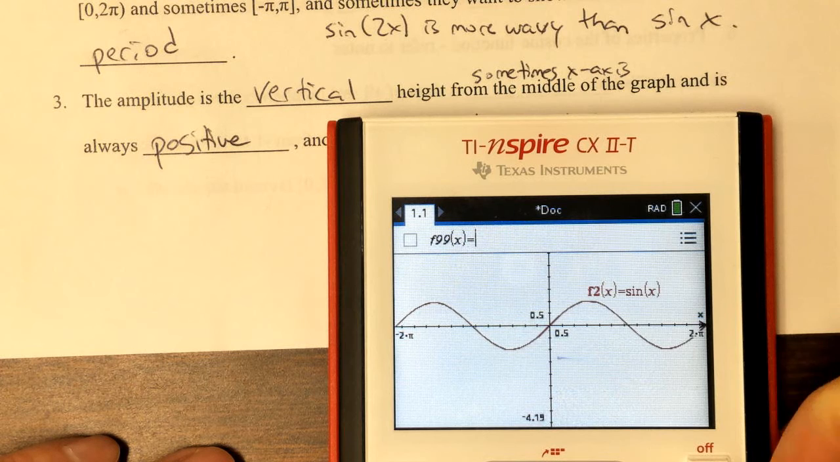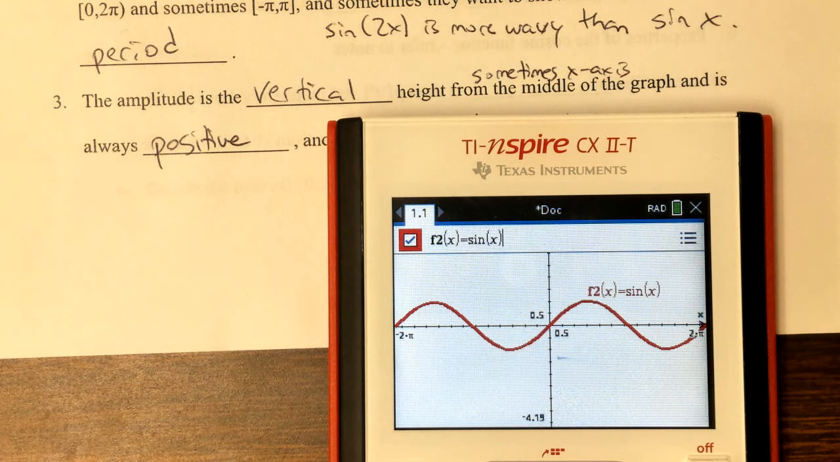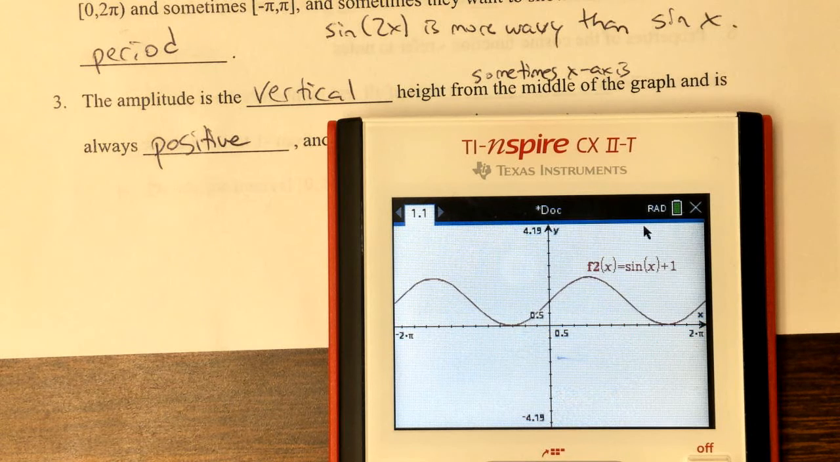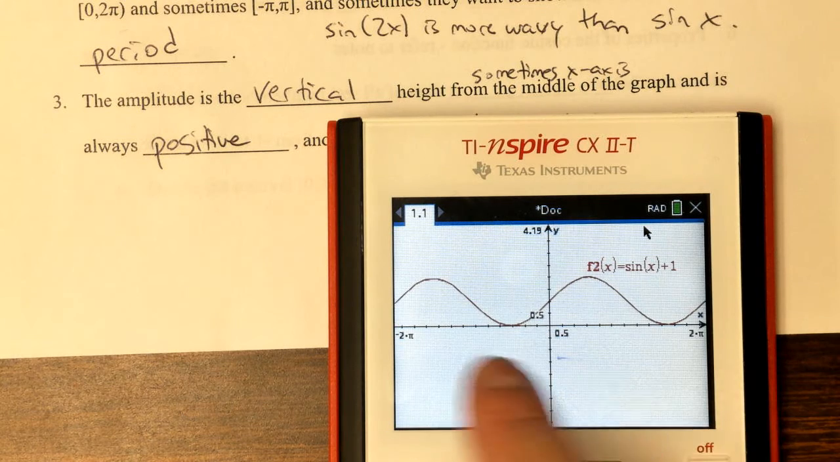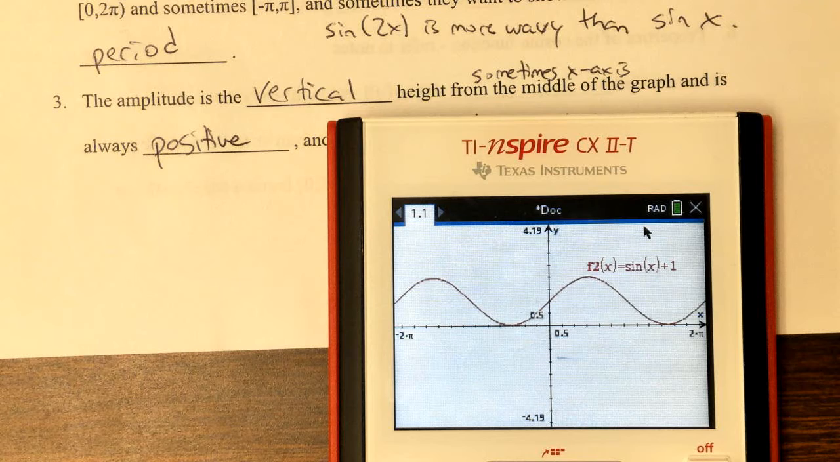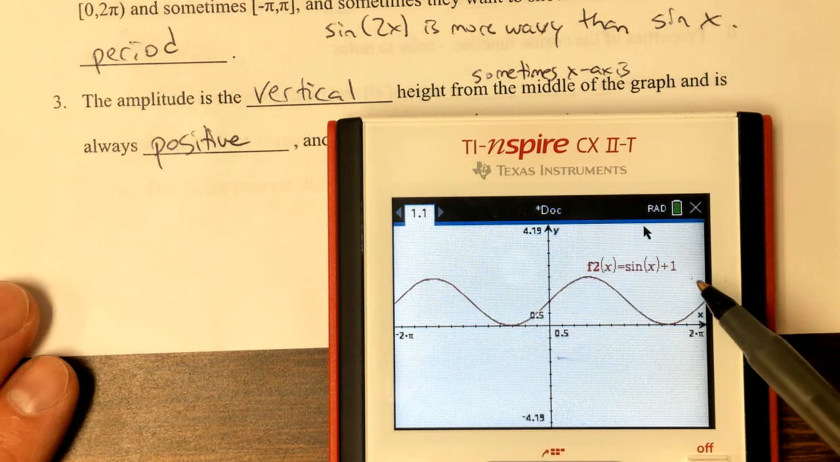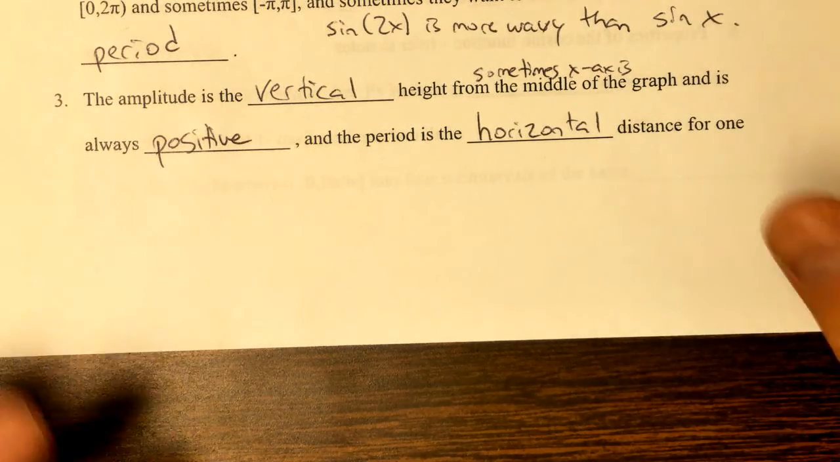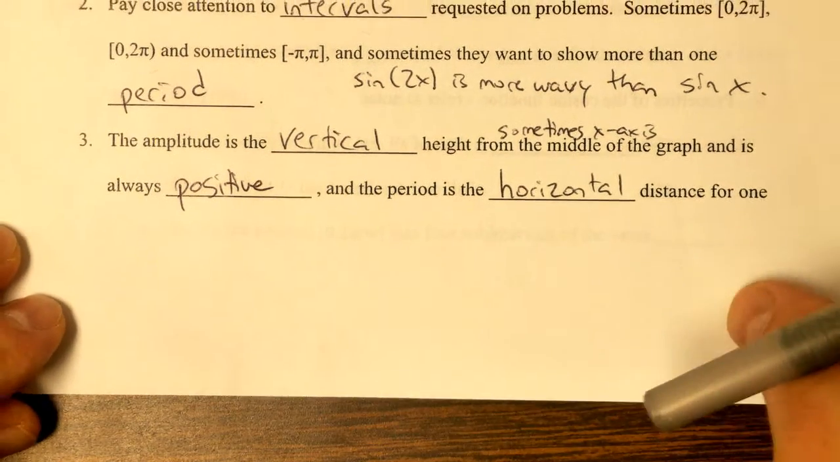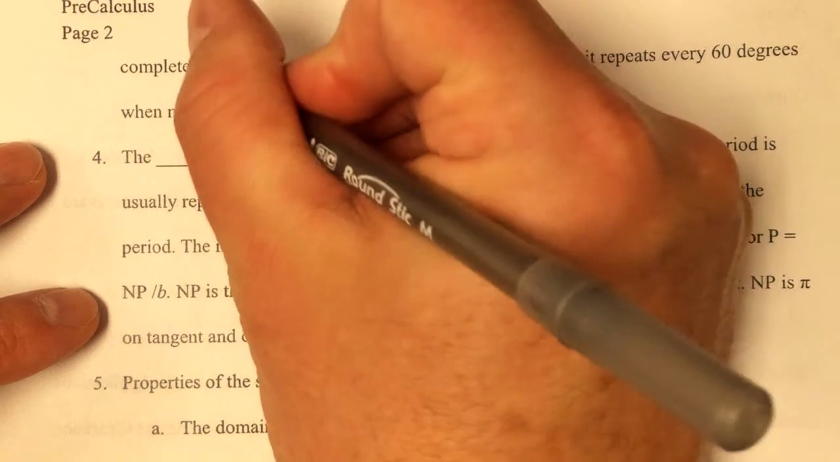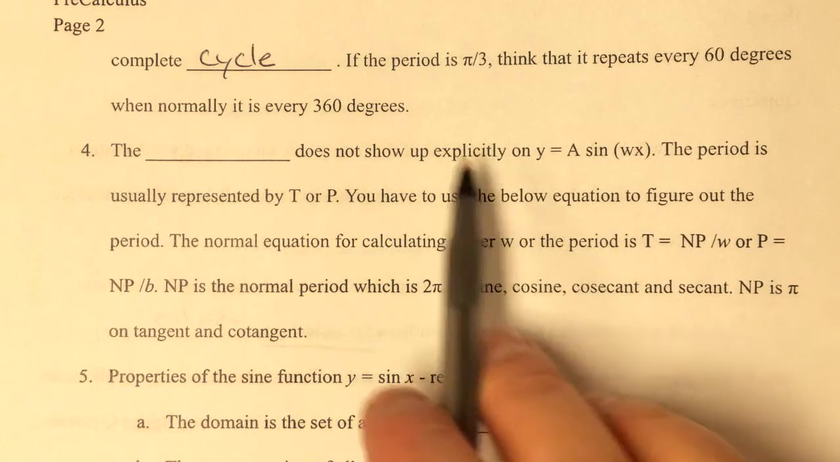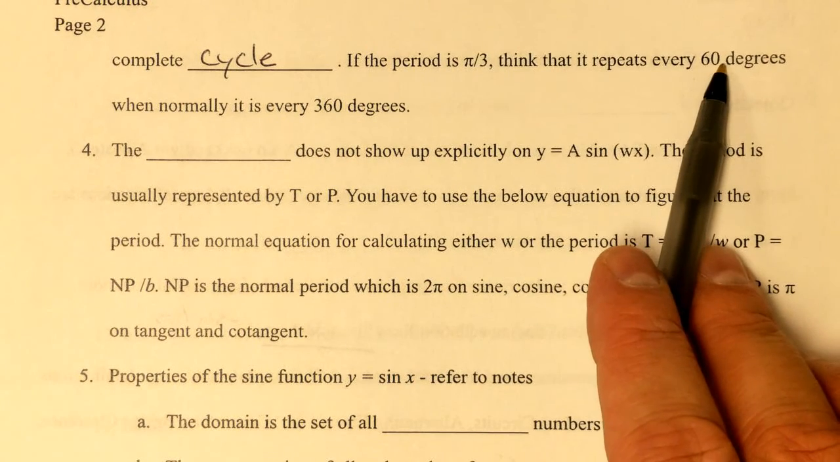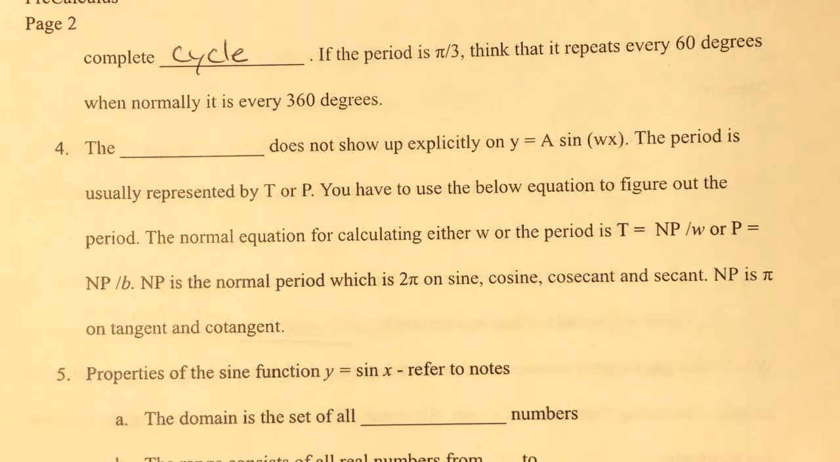When we do our vertical translation, that's just going to be like +1 or whatever. So now your middle would be here at 1. And so instead of the middle being the x-axis, it's going to be that number. So we'll talk a whole lot more about that later, but that's where the vertical translation comes into play. Okay, so vertical, positive, horizontal, and it's for one complete cycle. If the period is pi thirds, think that it repeats every 60 degrees when it's normally every 360 degrees.